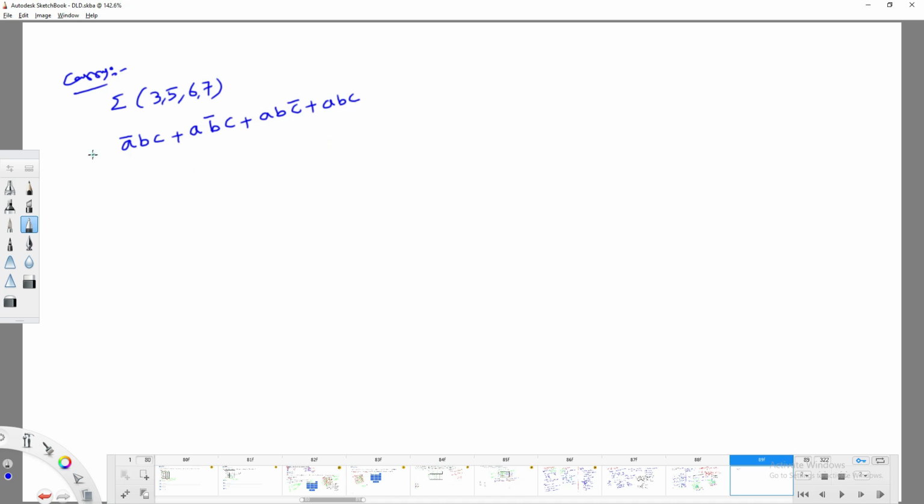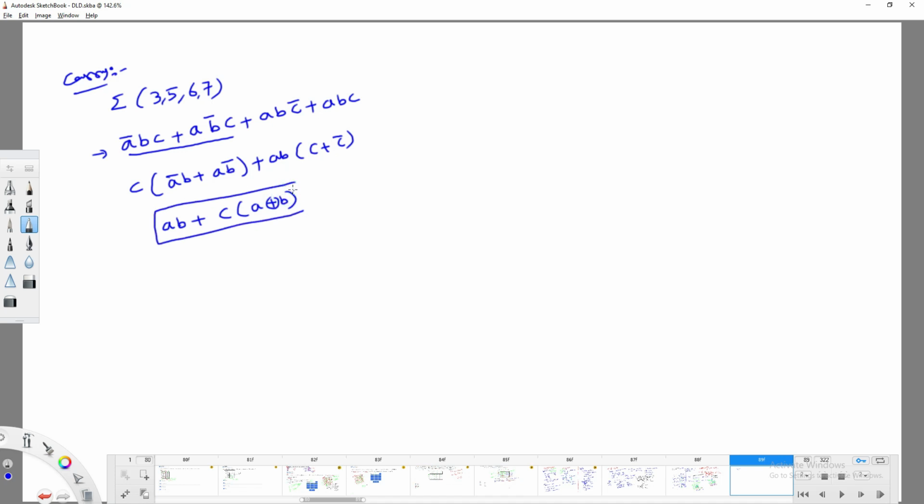Okay, fine. Now if you are trying to simplify this expression, I am trying to take some common terms between these two. Between these two, try to observe. I am taking out C as common. You are going to get A bar B plus AB bar, and from these other two, I will take out the common AB. So I am going to write AB plus C into A XOR B. Okay, this is the carry.